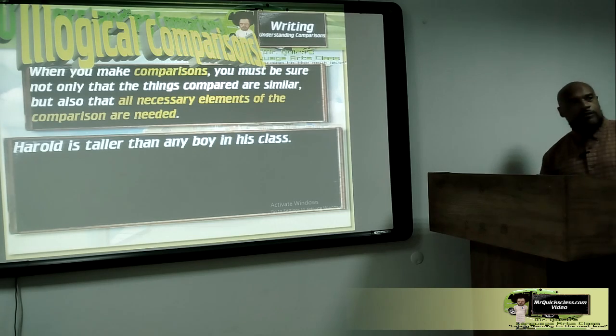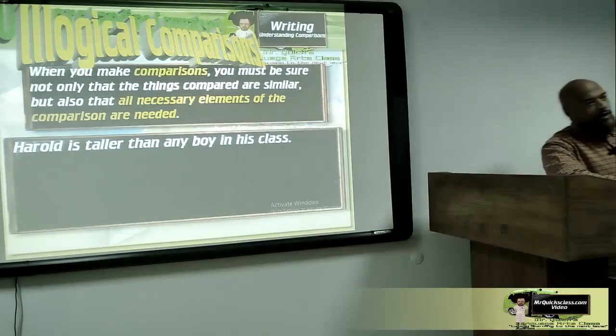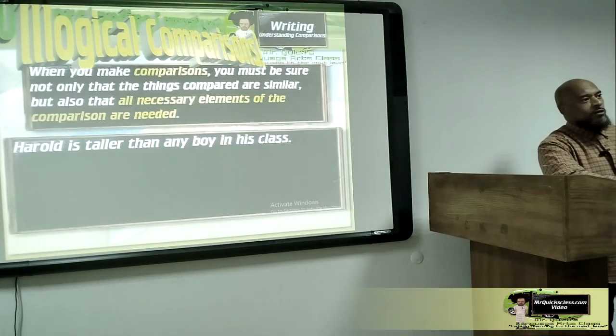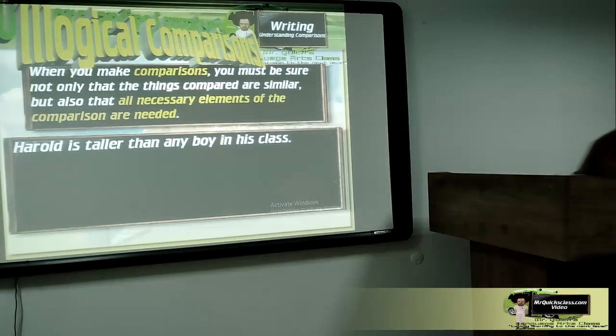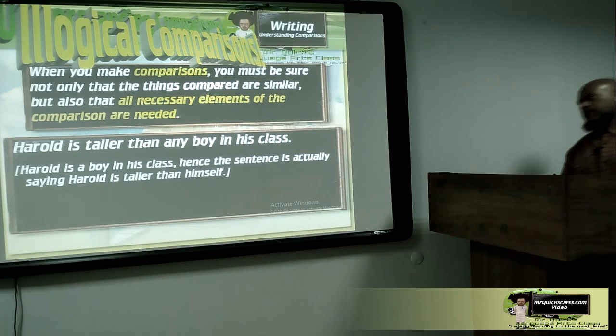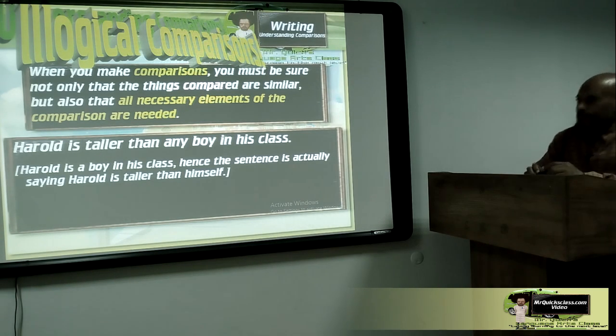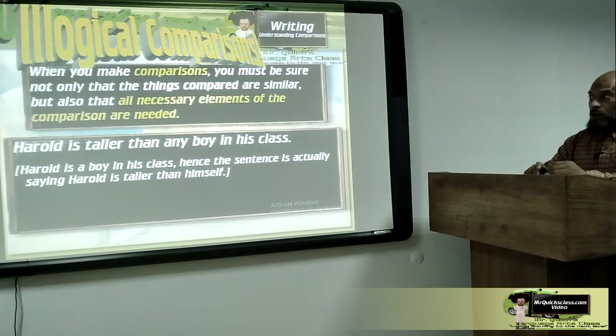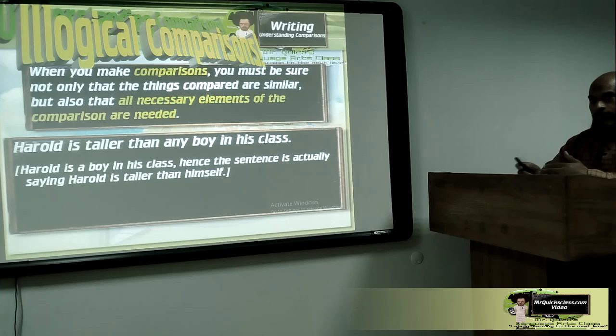No, it is not correct. Who disagrees? Everyone agrees. Then what's wrong with it? Any other boy? You sure? Okay. Harold is a boy in his class. Hence, the sentence is actually saying Harold is taller than himself. Harold is taller than any boy in class. He's a boy, so he's in the class too. So he's taller than himself.